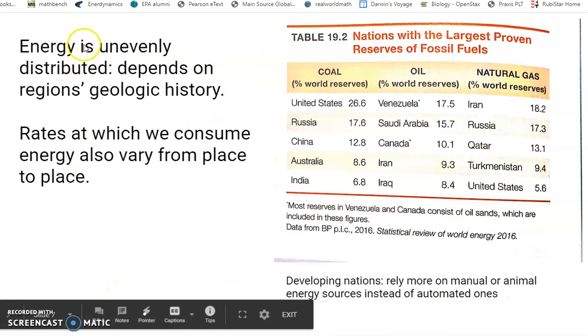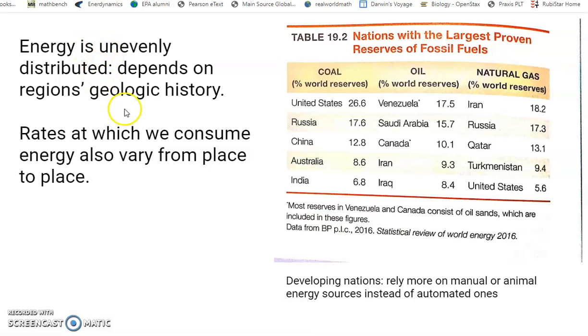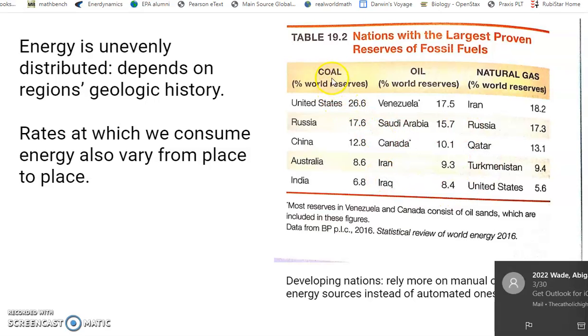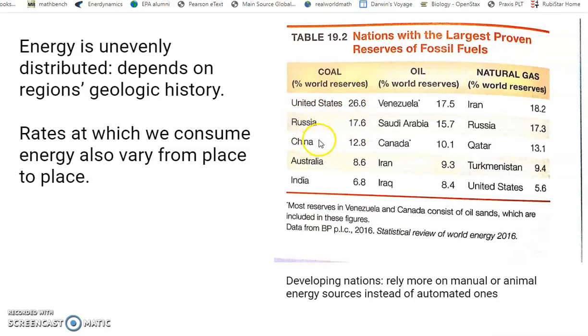All right, energy is also, as I mentioned in the previous slide, unevenly distributed because of the geologic history, and the rates at which you consume the energy also vary. If we look over here, we can see coal. The U.S., Russia, and China have most of the world's coal reserves. For oil, it's Venezuela, Saudi Arabia, and then Canada. We'll talk a little bit about this later on. And then natural gas, and here again, the United States has really grown in natural gas production because of hydraulic fracturing in a lot of areas.